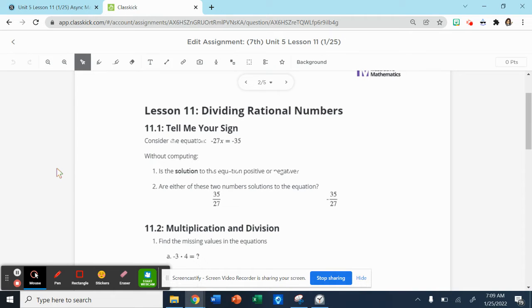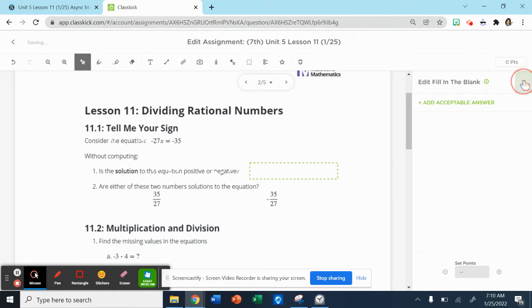11.1, tell me your sign. Consider the equation negative 27x equals negative 35. Without computing, and that means without doing the math, is the solution to this equation positive or negative? So I want you to tell me in the text box, is the solution positive or negative?